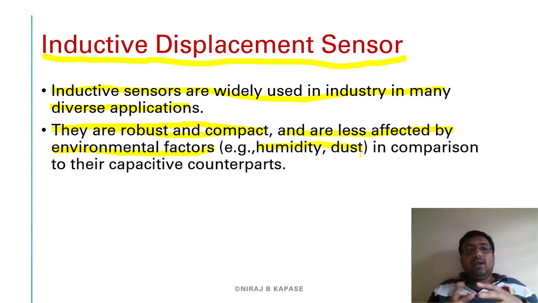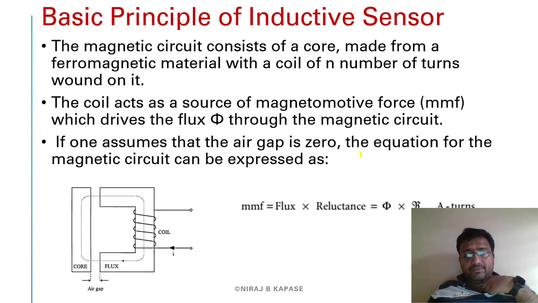That's why they are more widely used in the industry, in comparison with capacitive or resistive type of sensors. The accuracy of the inductive displacement sensor is good compared to the resistive as well as the capacitive sensors. So these are more popular in the industry. We'll see different types of inductive displacement sensors. But before that, we will first see the basic principle of inductive sensors.